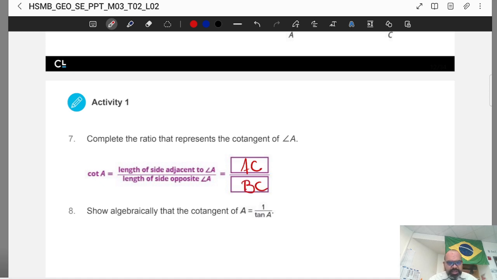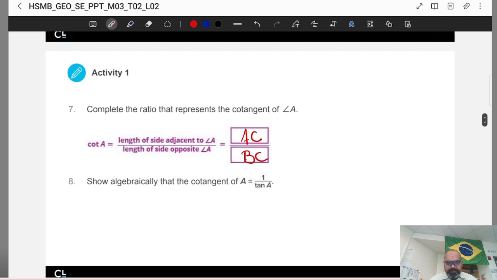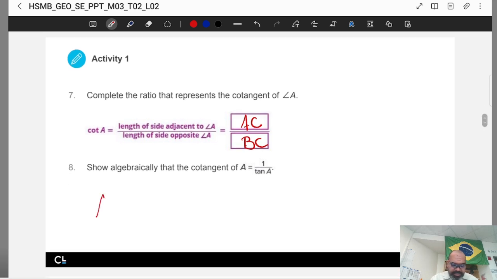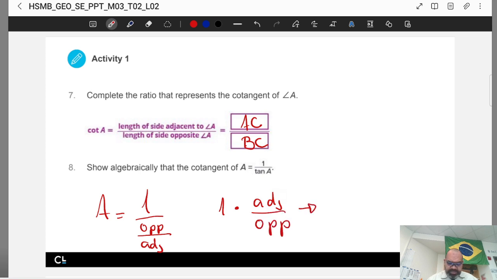And showed it algebraically. We can show here. Pause the video. You can try to explain this to me. Great. I hope you try this. This is A equals 1 divided by opposite over adjacent. To divide by a fraction, here's a hint. Keep, change, division becomes multiplication, and flip. Adjacent over opposite. And this is the cotangent, which is adjacent divided by opposite, as I said to you.